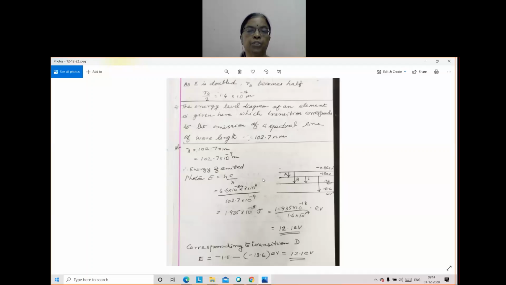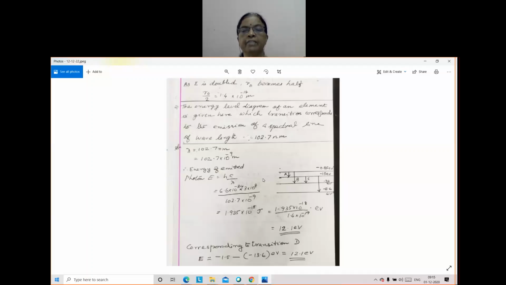We are getting the energy in joule. Usually, the energy of radiation is expressed in electron volt. That's why we are converting that into electron volt. Also, in the energy level diagram, energies are given in electron volt. So our energy should also be converted into electron volt. Only then can we find which transition this energy corresponds to. So we convert that into electron volt by dividing by 1.6 × 10^-19. So we get 12.1 eV as the energy.